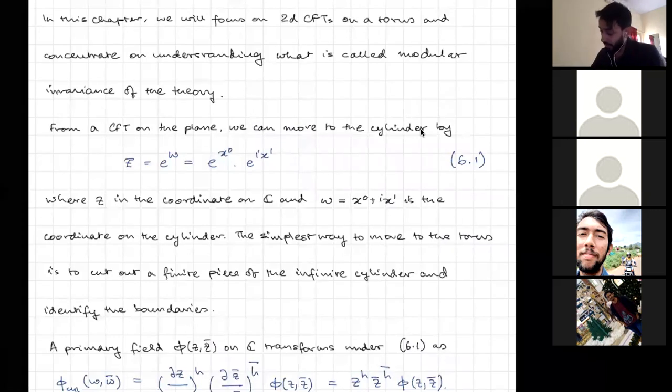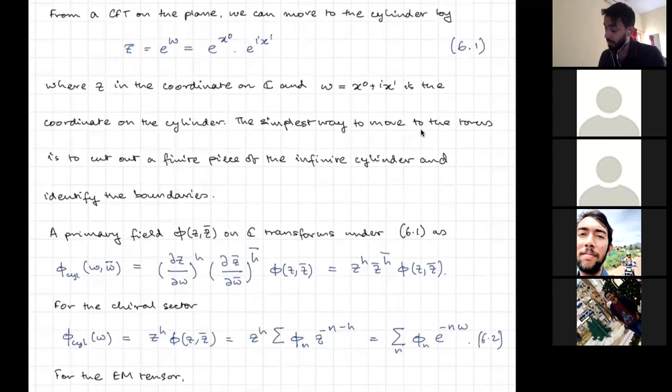You remember that the map from the plane to the cylinder was given by this equation 6.1, where z was the coordinate on the plane and omega is x0 plus i x1. These are the coordinates on this cylinder. As I say here, the simplest way to move to this torus is to cut out a finite piece of the infinite cylinder and identify its boundaries. Let's go a little further. Again, this is something you'd remember.